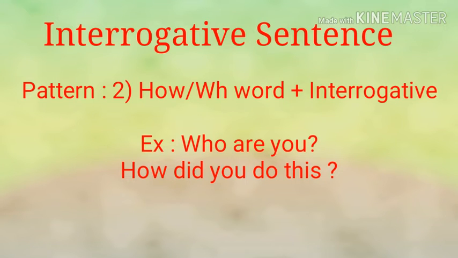Then the second pattern of interrogative sentence is how and WH word plus interrogative pattern. For example, who are you? How did you come here? So this kind of sentences. So here you will have two patterns. Clear?